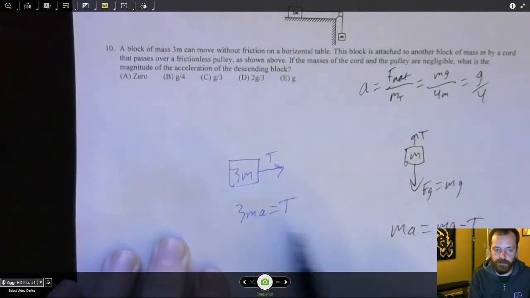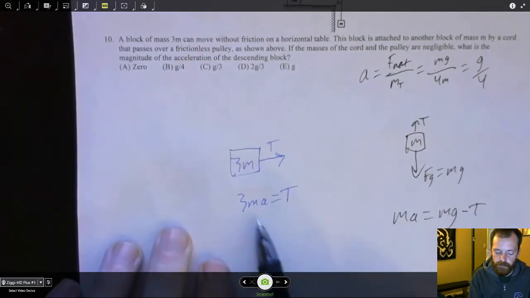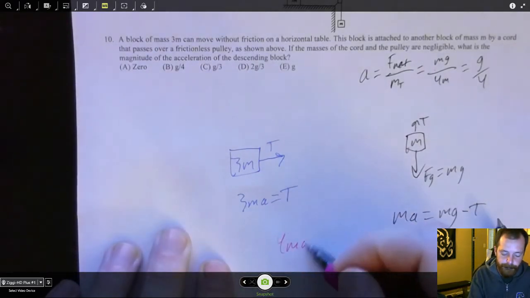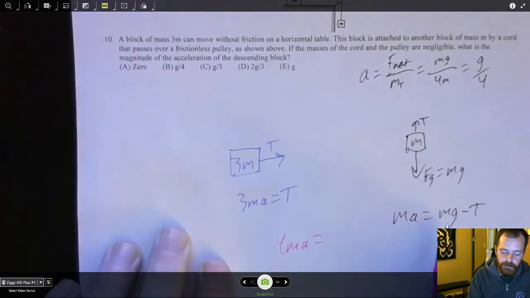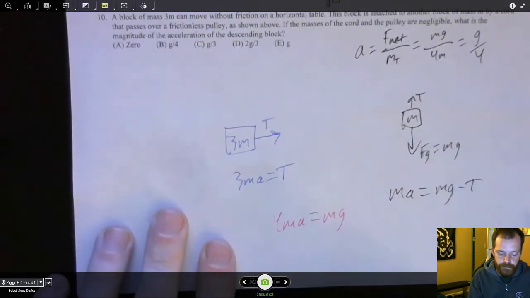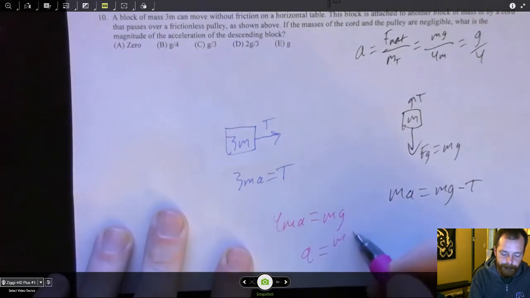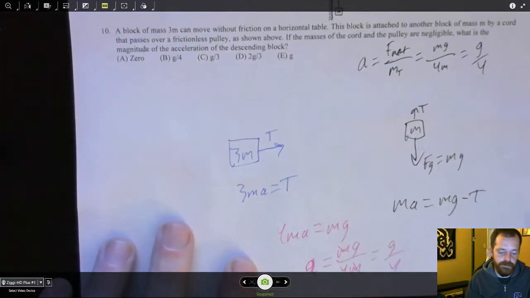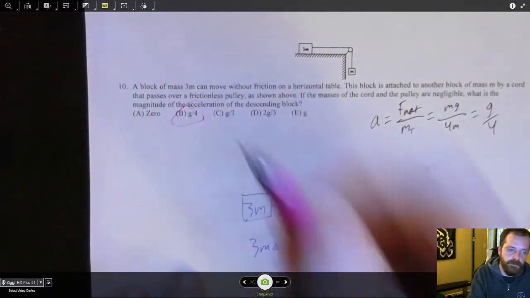Then I can combine these two equations. So when I do that, 3ma plus ma equals 4ma equals mg minus T plus T. The T's will cancel out. Rearrange to solve for a. Divide 4m by both sides. Then a, the m's cancel out. g over 4. So either way works. But it is 1/4 of gravity.